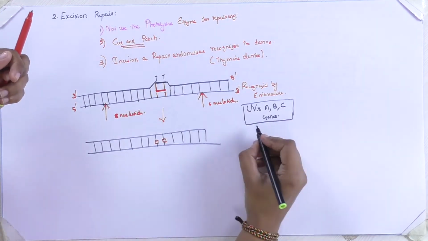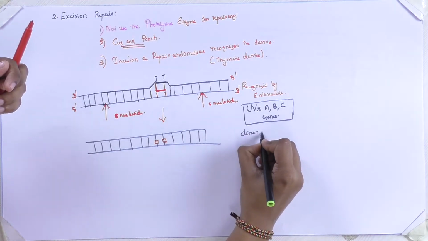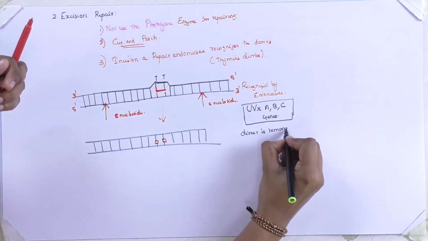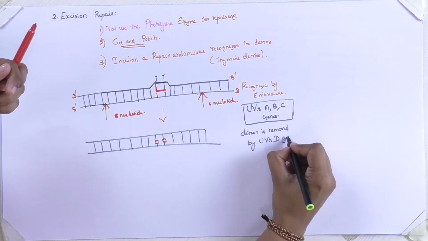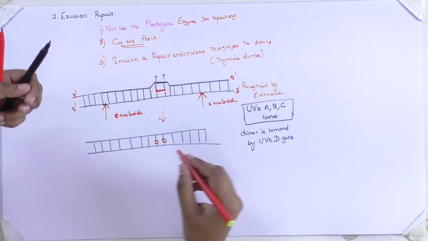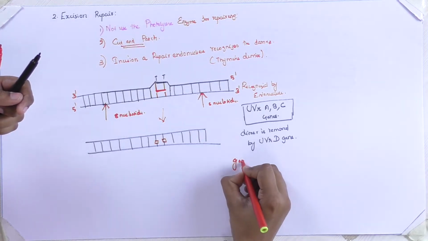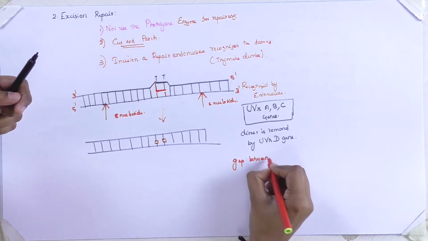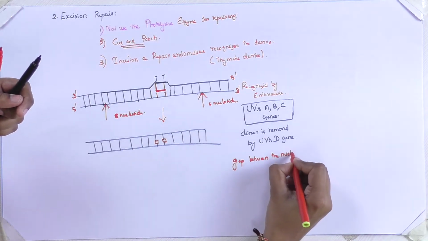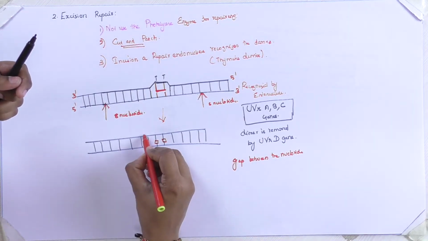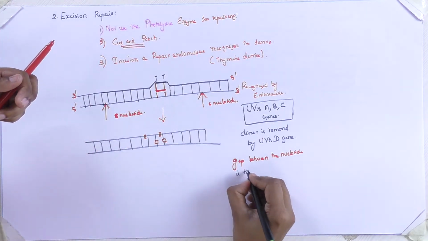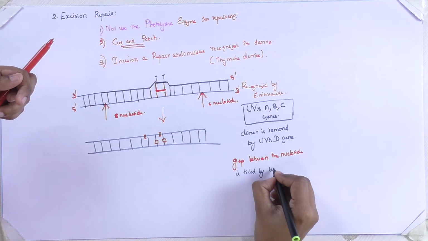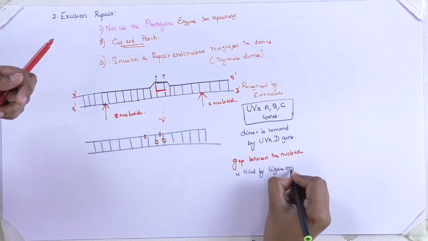Now after the removal, the dimer is removed by the UVRD gene, and the gap between the nucleotides is filled by the ligase enzyme. So this is the process of excision repair.